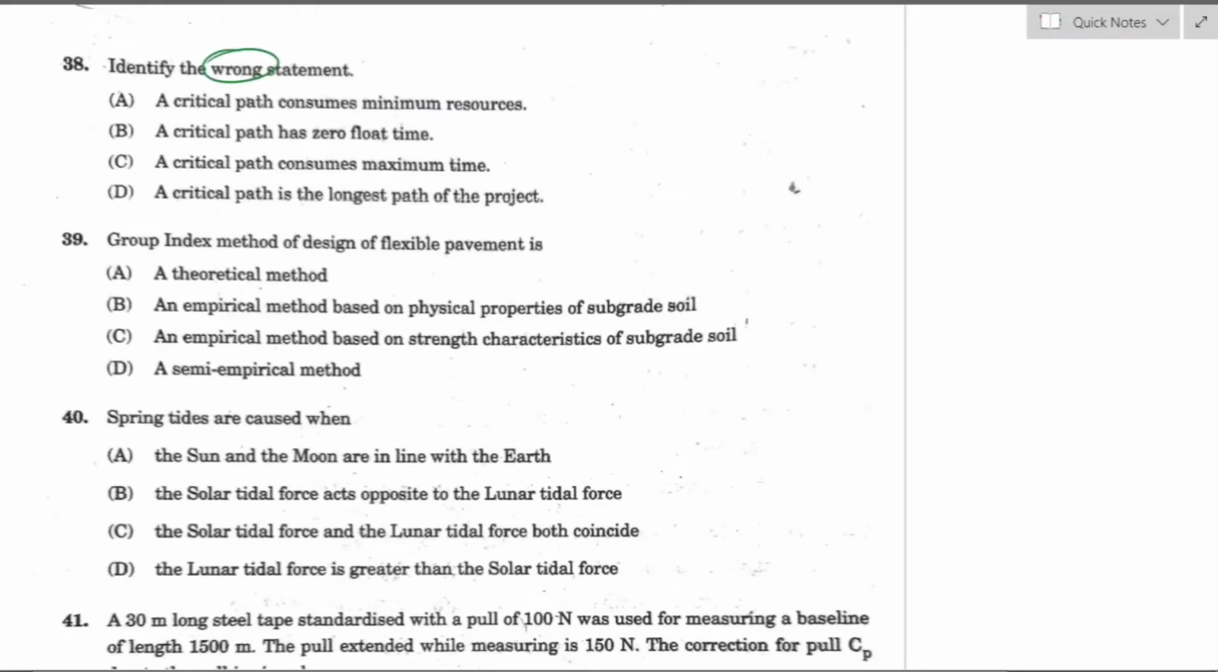Question number 38. Identify the wrong statement. Option A. Critical path consumes minimum resource. Option A is true statement. Option B. Critical path has zero flow time. This is also a true statement. Option C. Critical path consumes maximum time. Here you can observe, for a critical path, since it is having a longest path, it represents minimum time only and not maximum time. So this statement is false statement. So option C is the right answer. Let's see option D. Critical path is longest path of project. So this is a true statement. So among this following options, option C is the correct answer, which is a false statement or wrong statement.